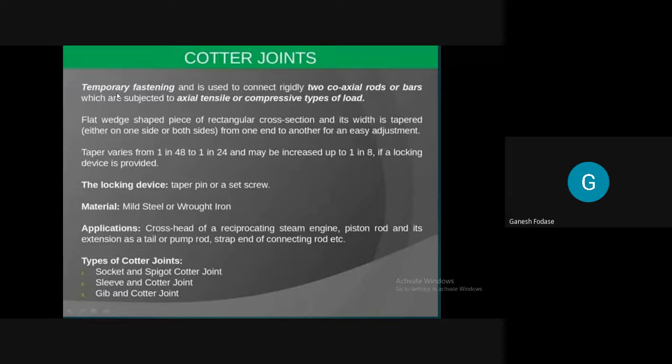So remember, it is used for temporary fastening. It is not permanent fastening. Can you tell me what you mean by permanent and temporary fastening? Example. What do you understand by this? I told you quarter joint is an example of a temporary fastening. Yes, so bolt and screw is which kind of fastening? Temporary, sir. Good. Temporary. Similarly, quarter joint is a temporary fastening. Tell me about fixed or permanent.